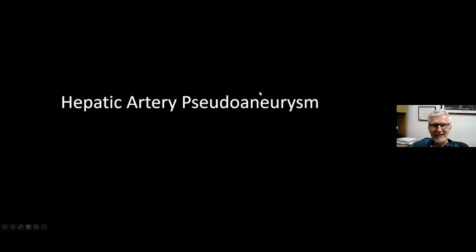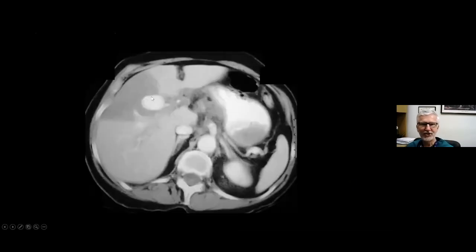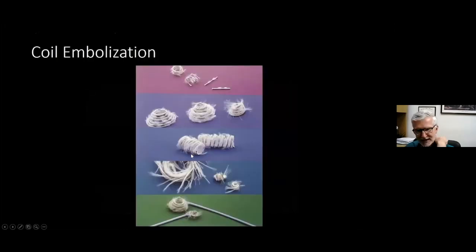Another complication of TIPS is a pseudoaneurysm in the hepatic arterial distribution. Here's an example of a pseudoaneurysm in the liver. You're going to use your coils for this patient.